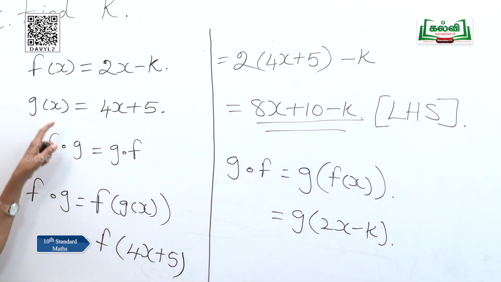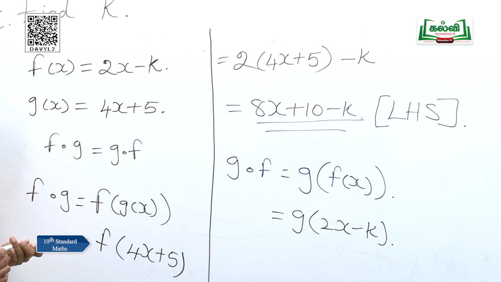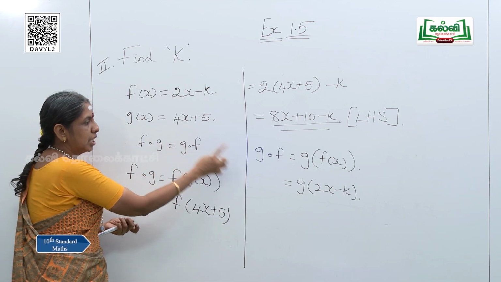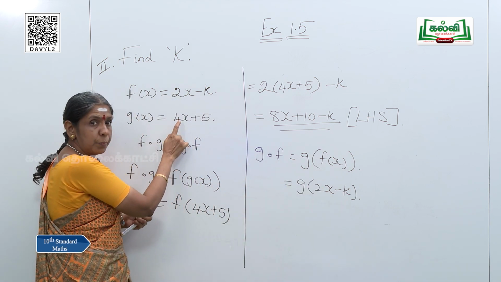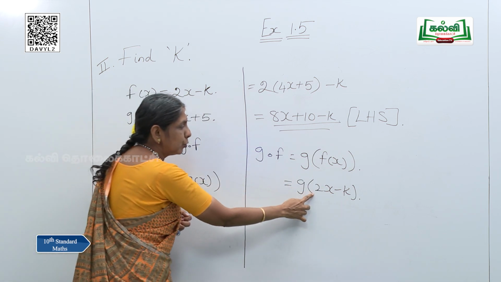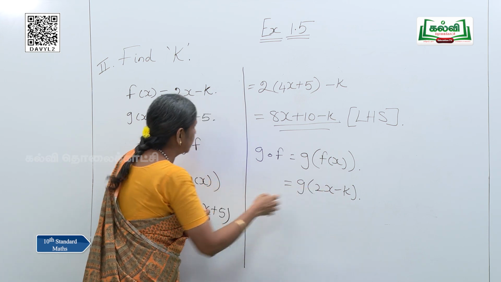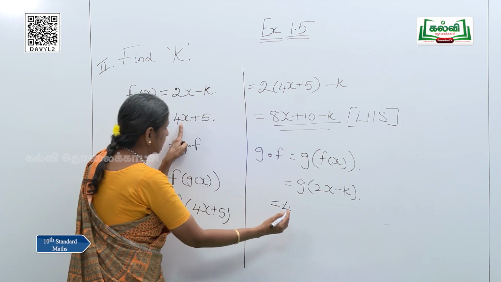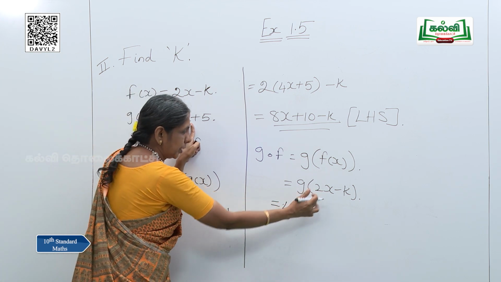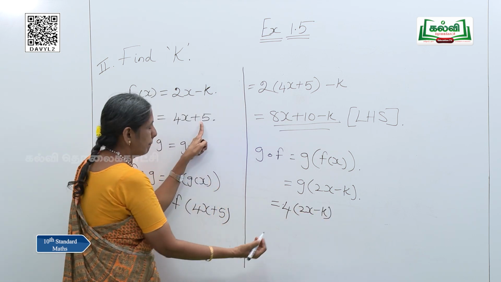Now, what is g of x? g of x is equal to 4x plus 5. That means, in the place of x, we have to replace 2x minus k. I repeat, in the place of x, we have to replace this value. What is this value? 2x minus k. So, this becomes 4 times the x value. What is the x value? 2x minus k, plus 5.